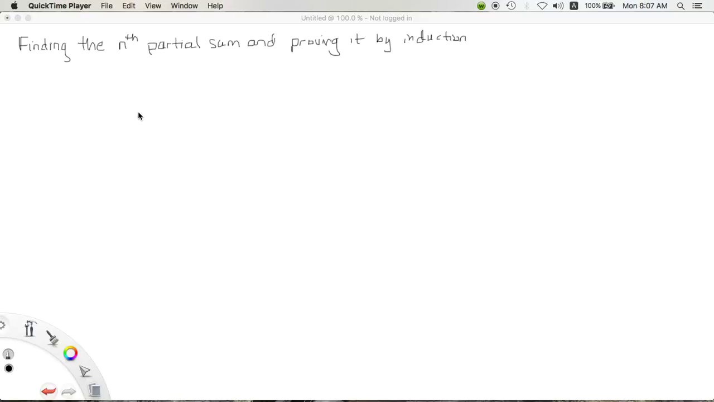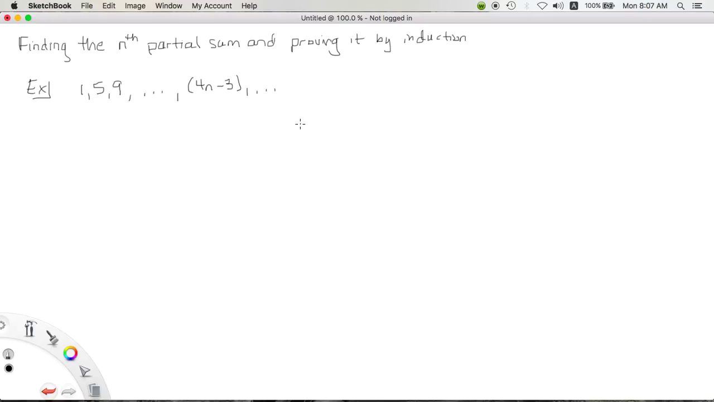Sometimes when you have a sequence, you want to be able to find a formula for the nth partial sum instead of for the nth term. And when you do that, you're usually going to need to prove that, and induction is a good way to do that. So let's look at an example of how we would go about that. Let's say we have a sequence that looks like this, and we want to find the formula for the nth partial sum and then prove that.